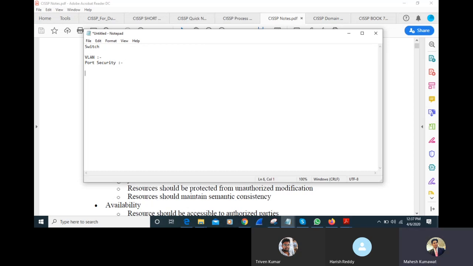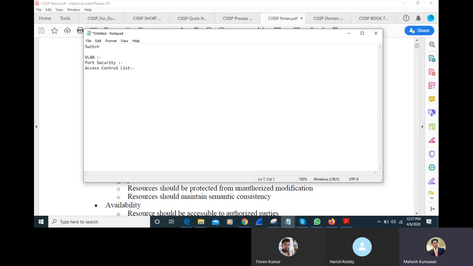We can create an access control list, which defines what type of data is going or not going to a particular network. And there are many more things we can do.